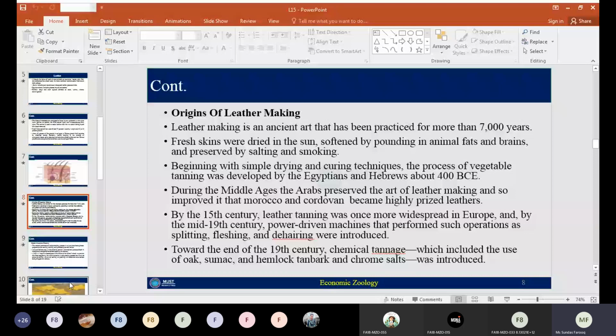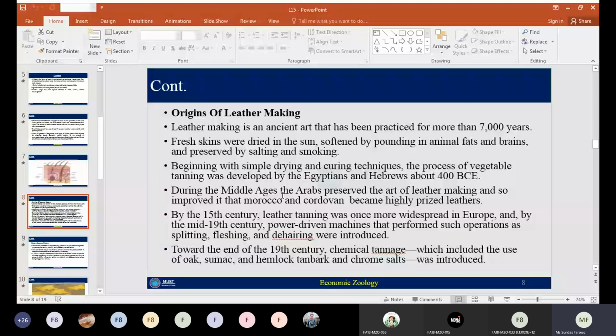So if we discuss the history, the origin of leather making, or the leather industry, is a process practiced in the ancient past. We can say leather making is an ancient art that has been practiced for more than 7,000 years. So what was the process that was initially followed?